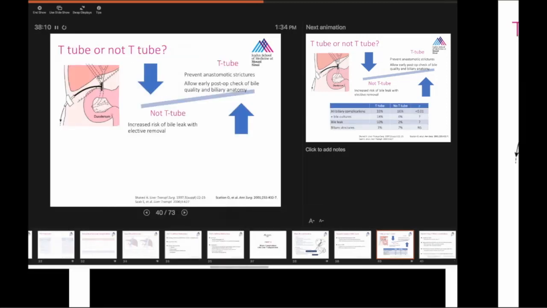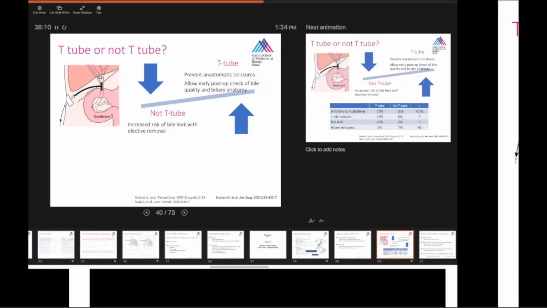Now, there's this question about T-tubes, the T-tube or not the T-tube. So here's the T-tube over here. What it does is, they place it within the duct, and the idea is that the tube kind of stents the duct so that it doesn't stricture. Those who are in favor of it say that it prevents anastomotic strictures. And because you have access to the biliary tree, you could actually check on bile quality as well as biliary anatomy. You could do a cholangiogram easily.